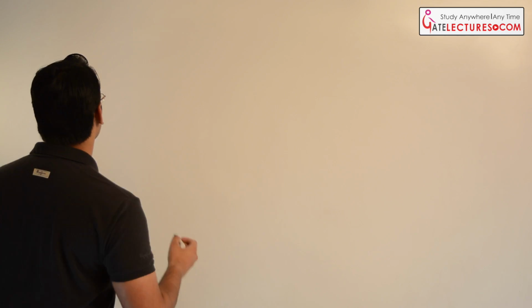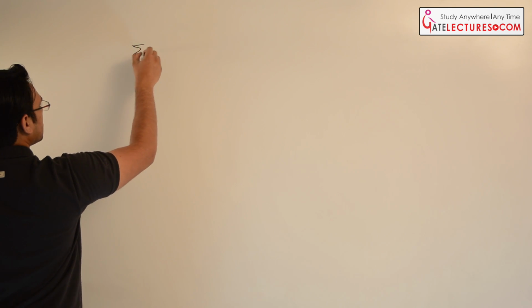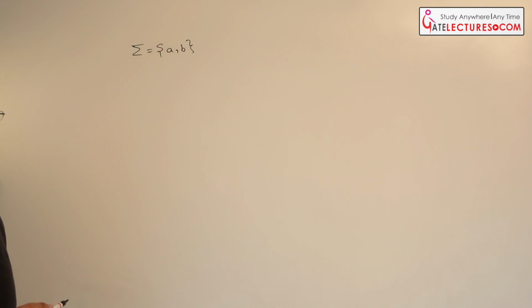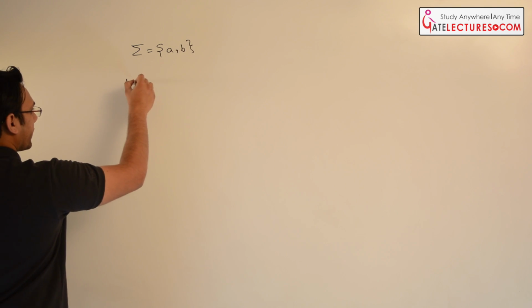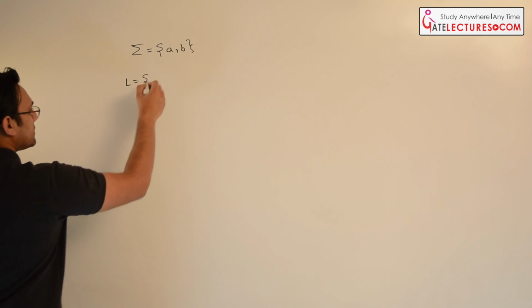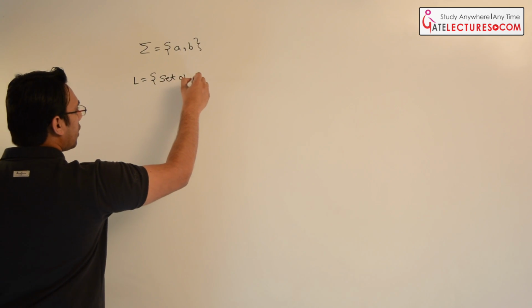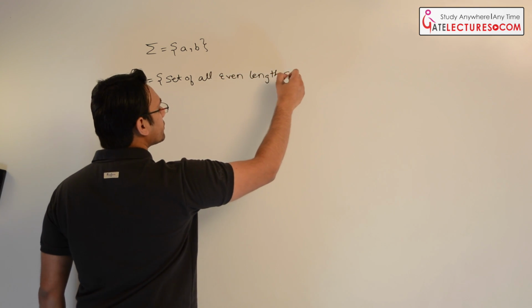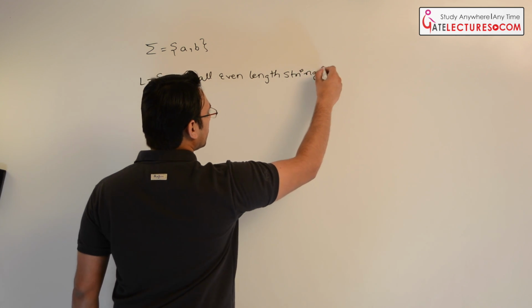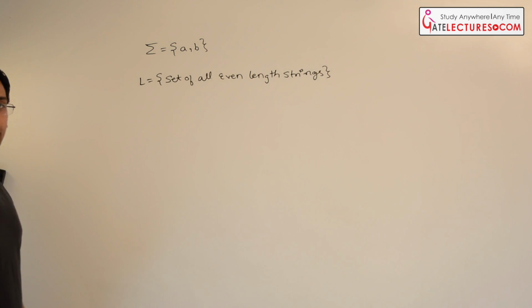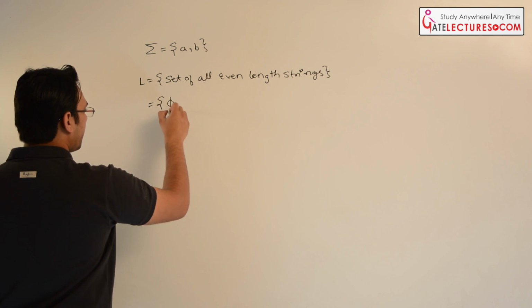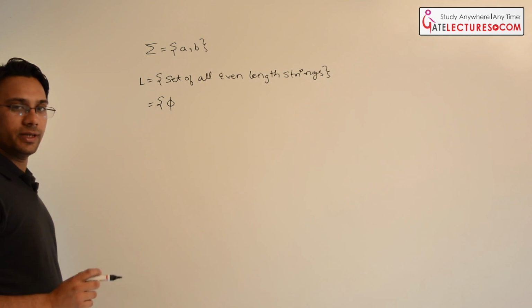Now let us take one more example here. Let us say we are working on the symbols summation equals a comma b. These are the symbols. And let us say we have the language which is the set of all even length strings. Set of all even length strings. So what can be the strings which are present here? Strings can be phi, not phi, it will be epsilon here.